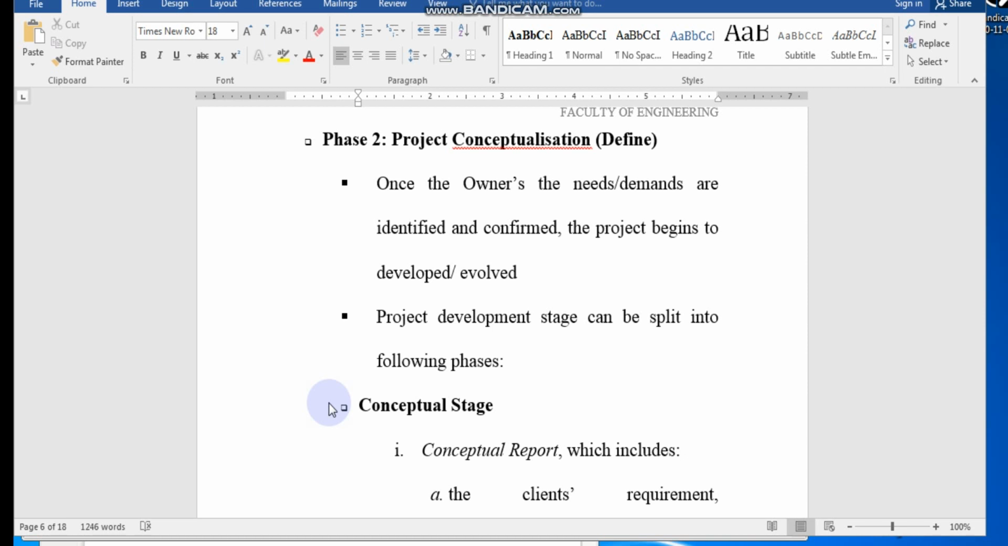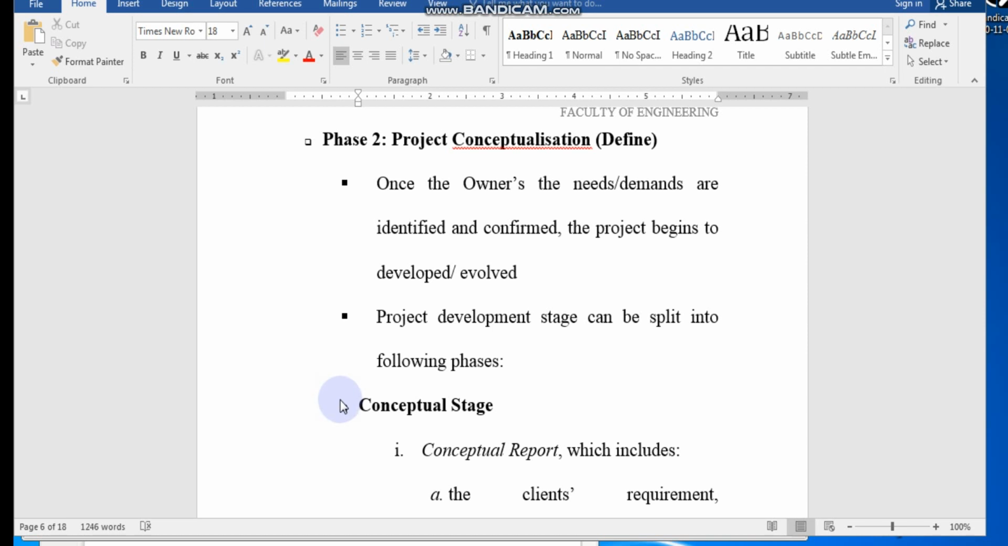idea in their head. Okay, so it is up to the engineering team, normally the architect, sometimes if it's dealing with building, and planners will come into the picture if it's dealing with development projects, and then engineers will come in, especially if it's dealing with infrastructure projects, such as road and also water supply system, sewage treatment plant, etc. So basically at this stage, the idea is there, but the pictures are not there.